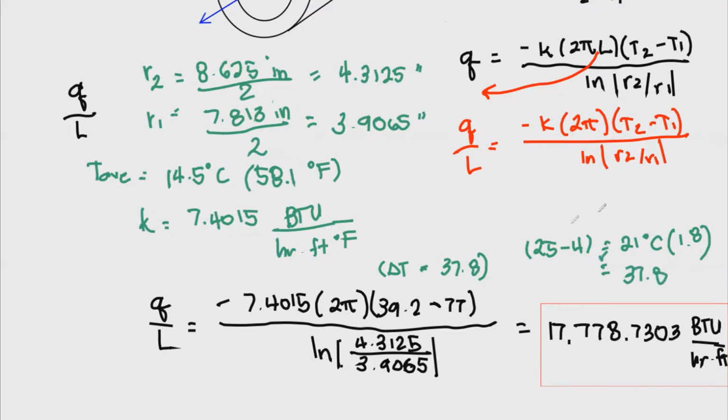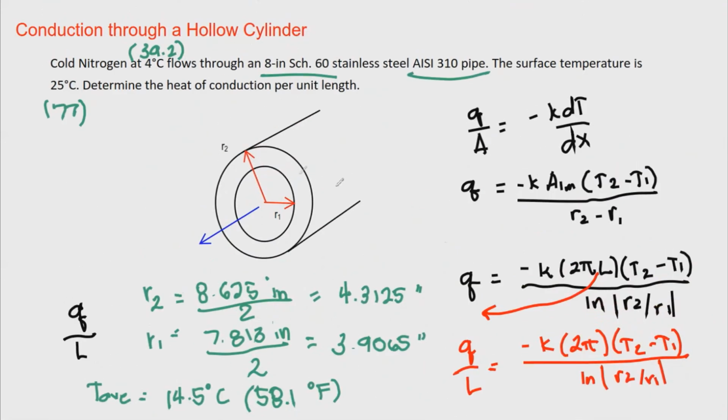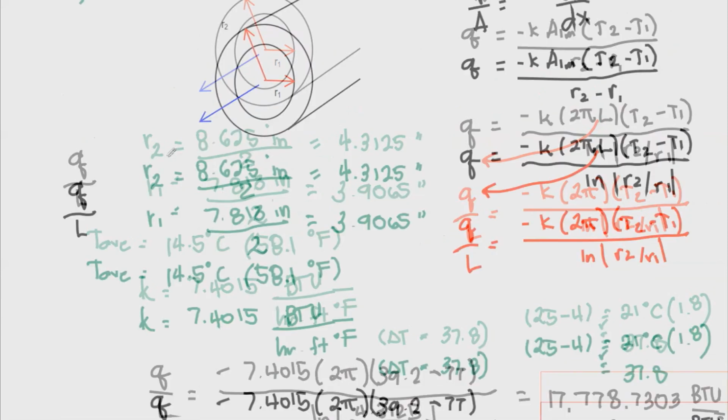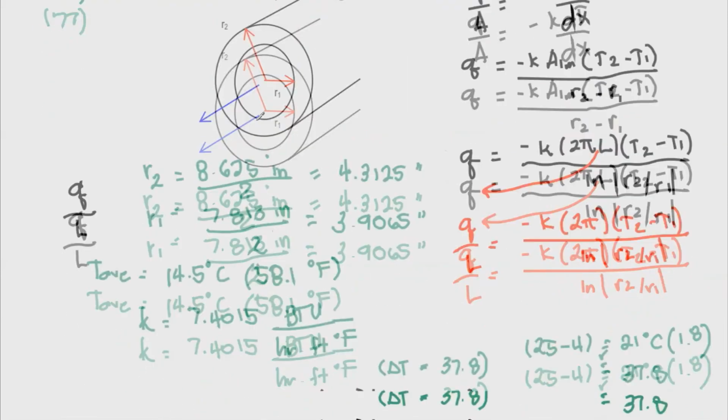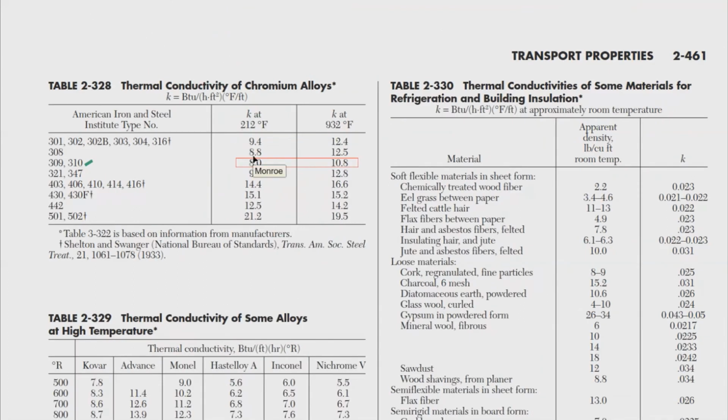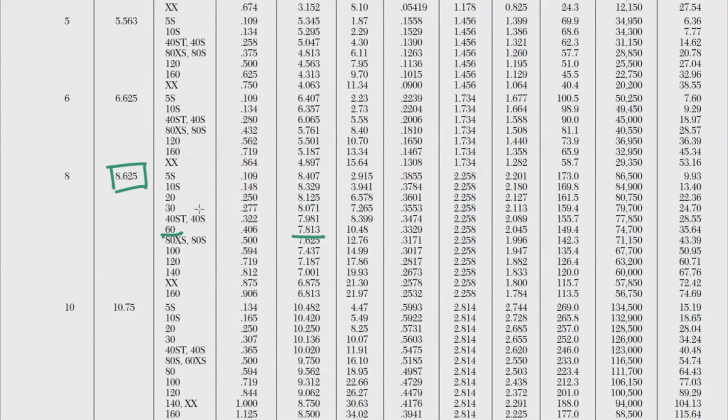So you can use that method if you find it a little tedious to convert all the temperatures to degrees Fahrenheit. So that's all for conduction through a hollow cylinder. In this problem, I already introduced how we use the thermal conductivity in other tables, especially for the chromium alloys, and this table here at section 10. Don't forget, it is a very important table, the steel pipe sizes.